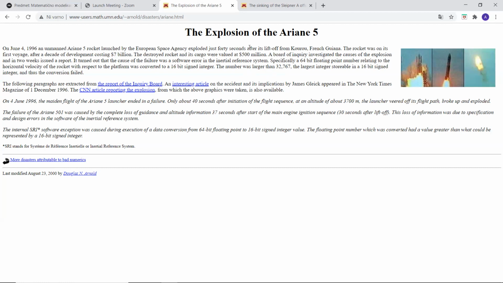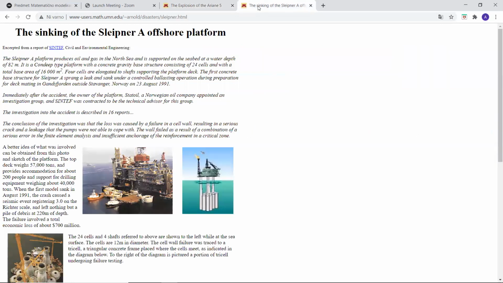And another famous, in the negative sense, problem was the sinking of the gas station in 1991. So this is this gas station. They built it and tried to put it in the sea, which was of depth 60 meters.